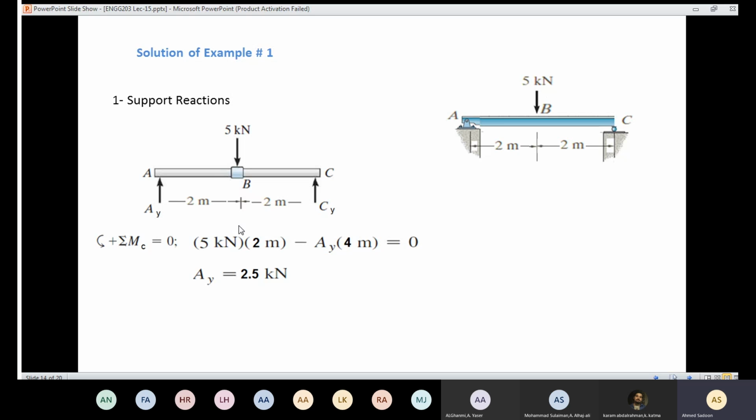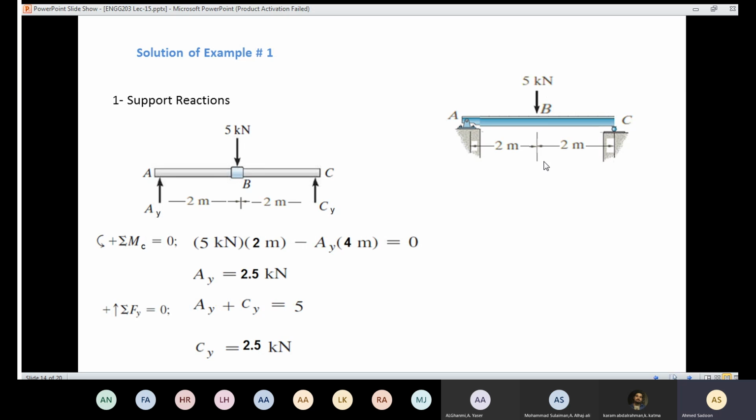Then I'm going to apply the equation that the forces in the y-axis equal 0. Here is the sign convention. I'm going to end up with AY plus CY minus 5 equals 0, so I move the 5 to the right-hand side and it becomes positive. So AY plus CY equals 5. And since I know AY, CY is going to be 5 minus 2.5, which is 2.5. And those values really make sense, because if I have 5 kilonewtons exactly at the middle, the reactions are going to be the same.